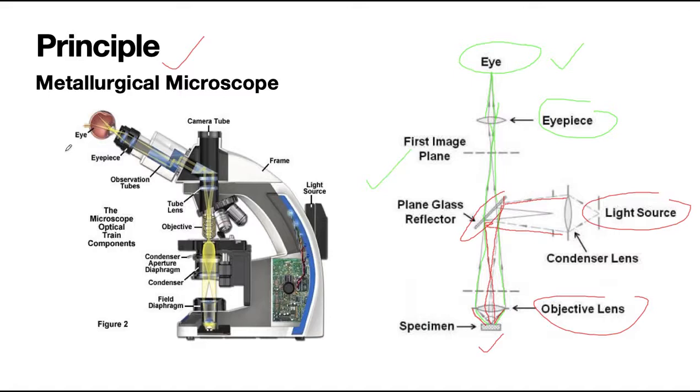The various components of a metallurgical microscope are eyepiece, observation tube, objective, frame, light source, condenser aperture diaphragm, and condenser field diaphragm. These are some of the important components which a metallurgical microscope usually consists of. Now we will have a look at one of the metallurgical microscopes which is available in our lab, followed by the microstructure which has been shown using the same metallurgical microscope.